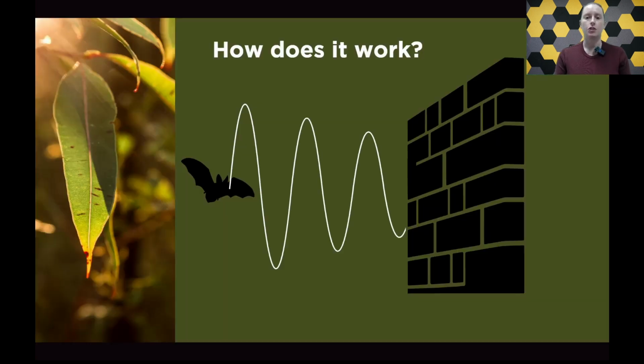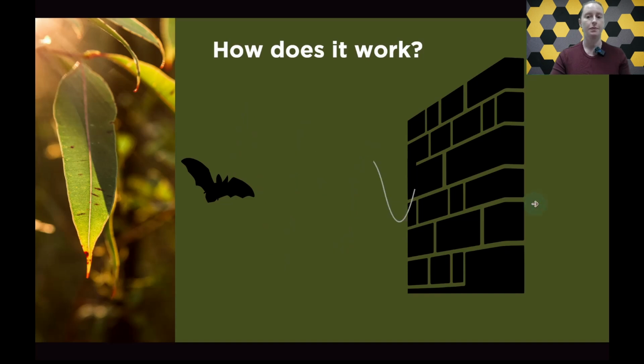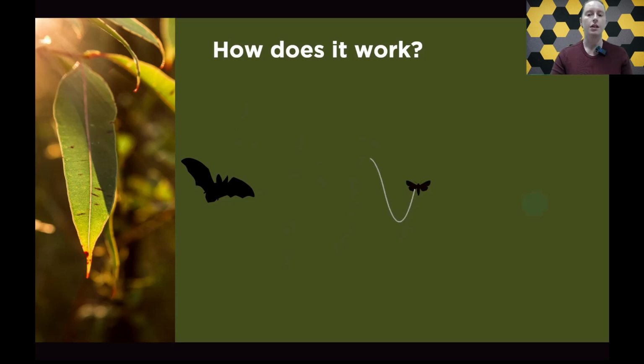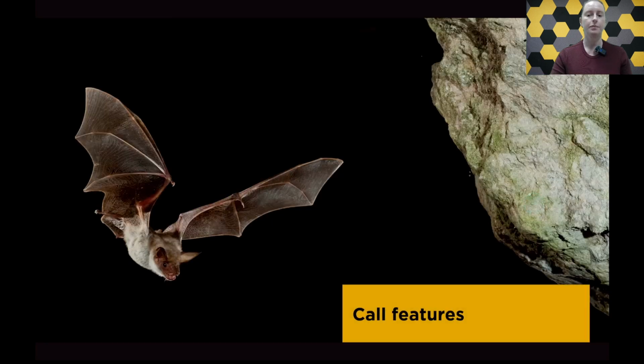How does echolocation work? So we know that the bat emits a pulse, and that sound wave moves through the air until it hits something in its environment. Then the echo will come back to the bat for it to process. So if there's a moth or something like that, the sound wave itself has to hit the moth and then bounce back to the bat's ears. So let's have a look at some of the call features that help them with this echolocation.